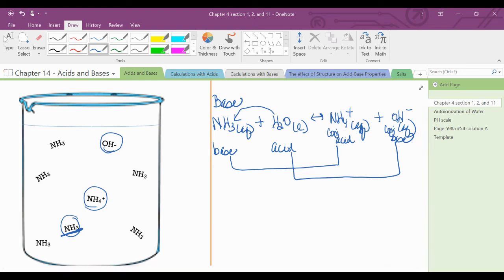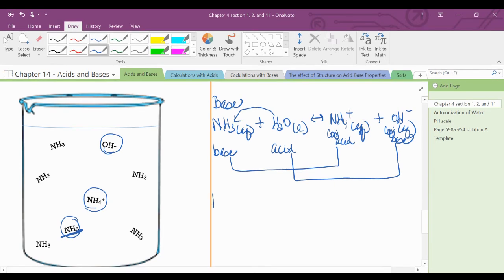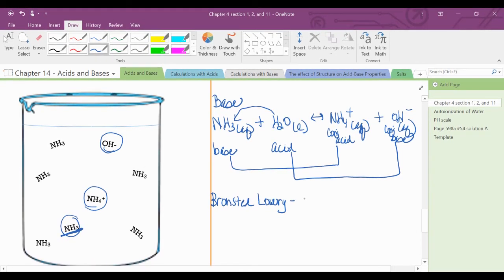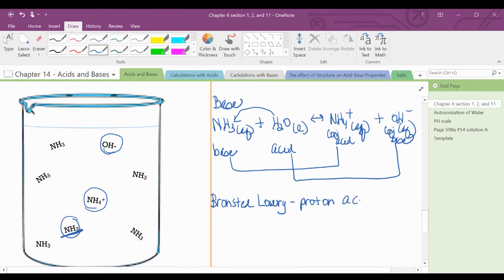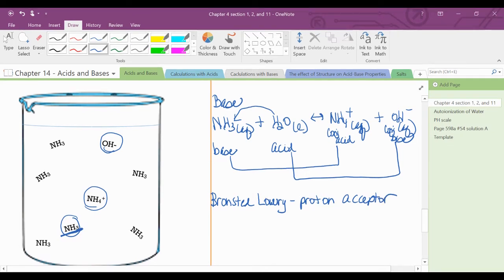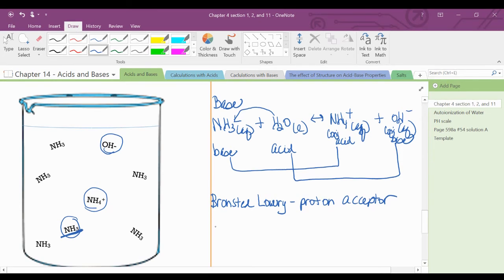Now we talked about the Arrhenius definition. There's also a Bronsted-Lowry definition, and that's the one we would have just looked at in this equation. And in this case, the base is going to be a proton acceptor. All right, and the fact that I have the molecule and the ions, this tells me this is a weak base.